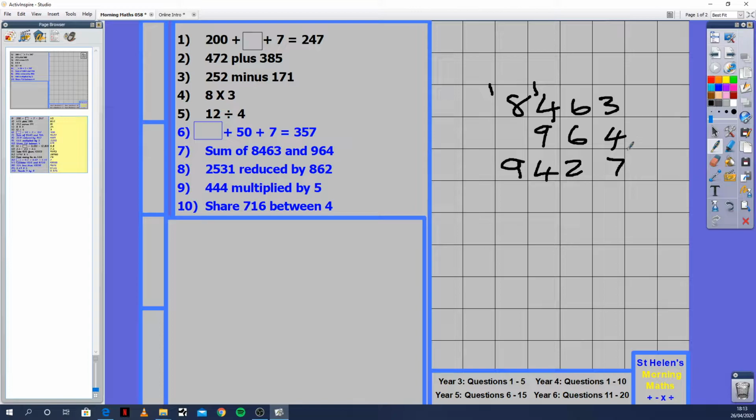Did I go too fast? 3 plus 4 is 7. 6 plus 6 is 12. 4 plus 9 is 13 plus 1 is 14. 8 plus 1 is 9. So the answer is 9,4,2,7.